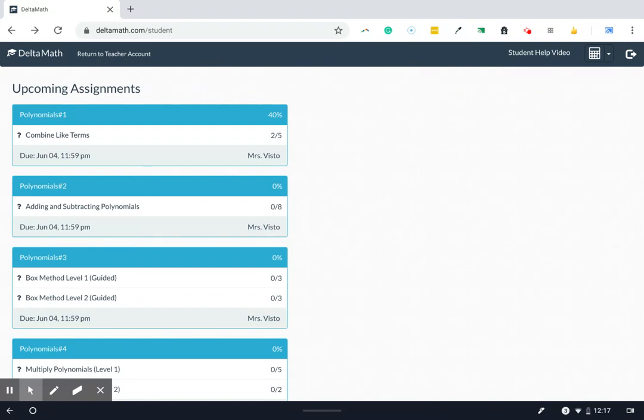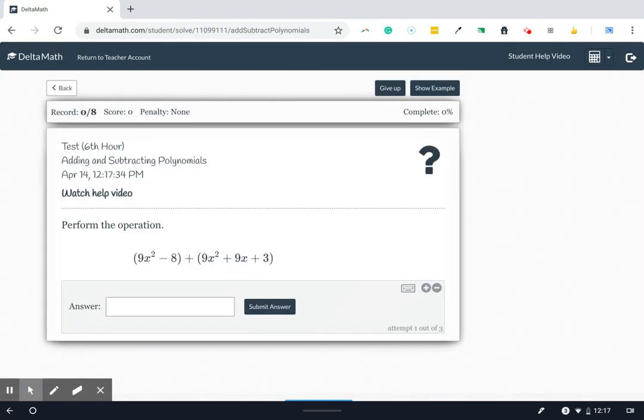So I'm going to pop this open real quick. I'm looking at adding and subtracting polynomials. So here we go. This is an adding problem. And when we are adding, I'm going to show my work kind of on the side. We first of all are going to drop the parentheses so that we can see all of our like terms together.